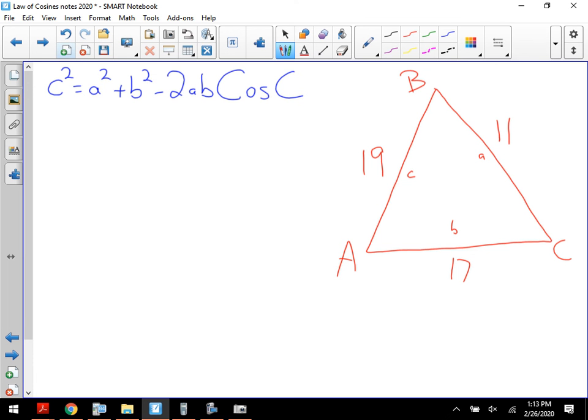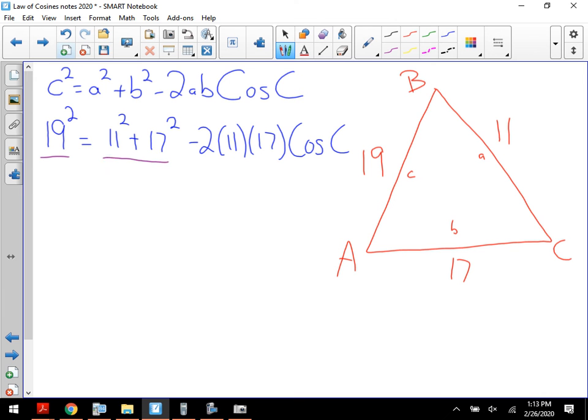Fill in the blanks. And then break it into three separate parts to simplify first. If it's helpful, underline the three chunks: 19 squared, 11 squared plus 17 squared, and then the 2 times 11 times 17. Break it into easier pieces to work with, okay? And then go about it.